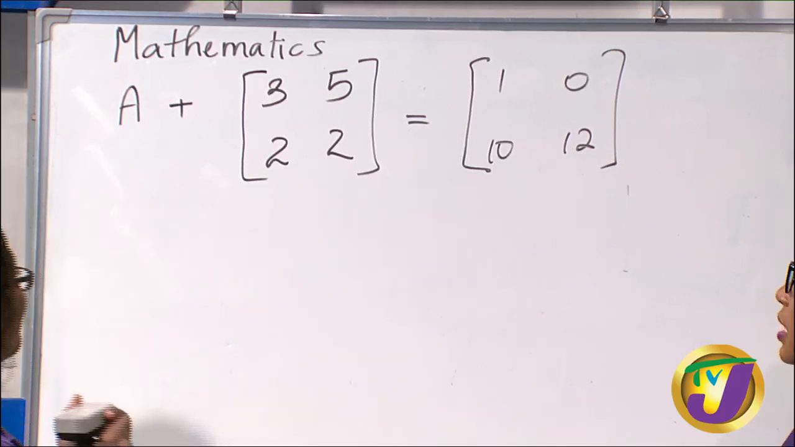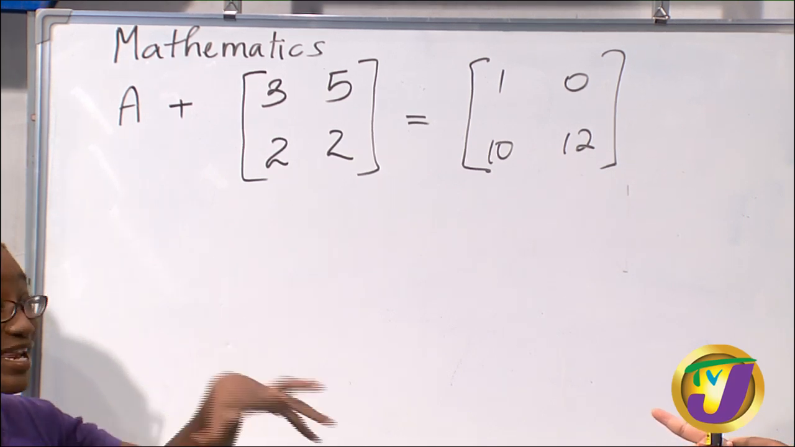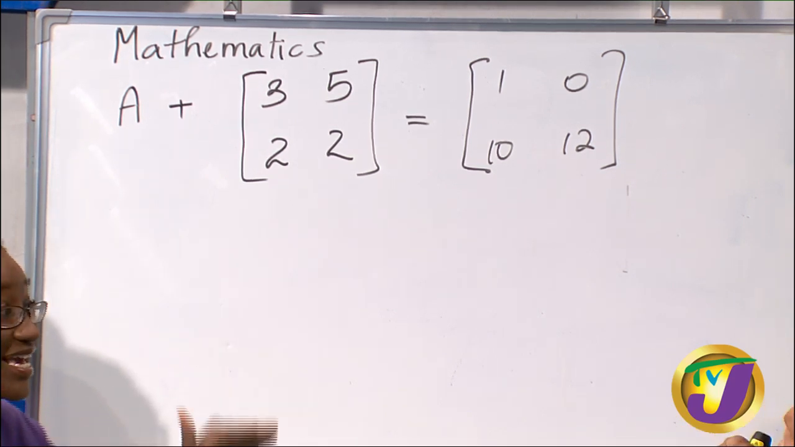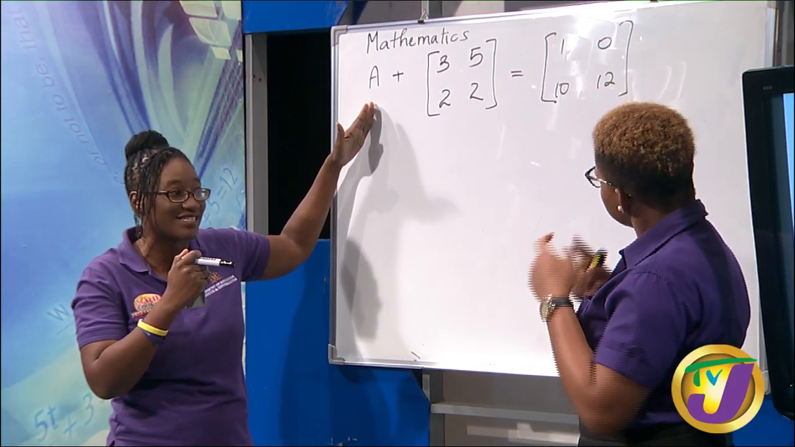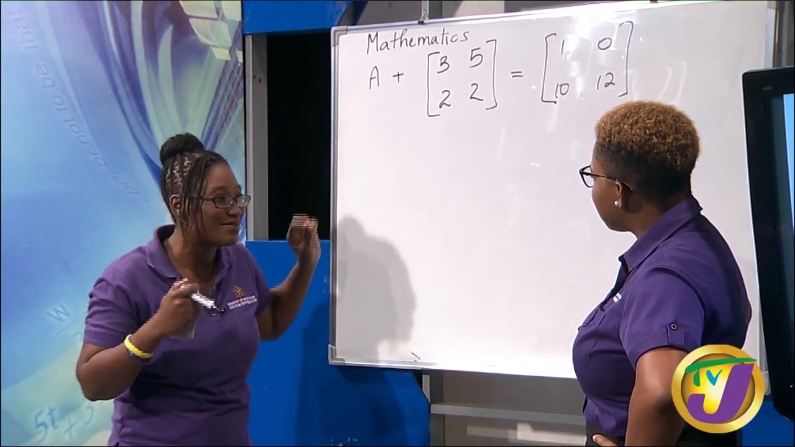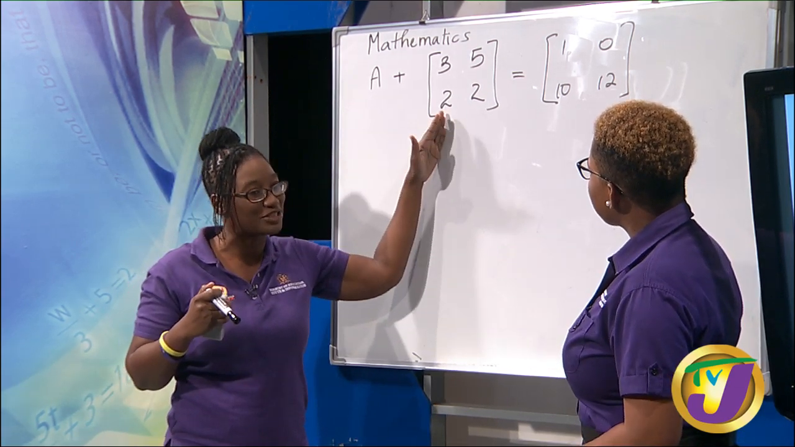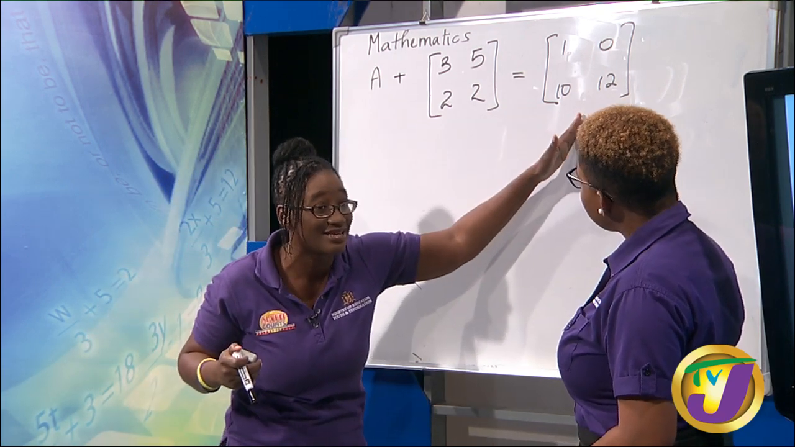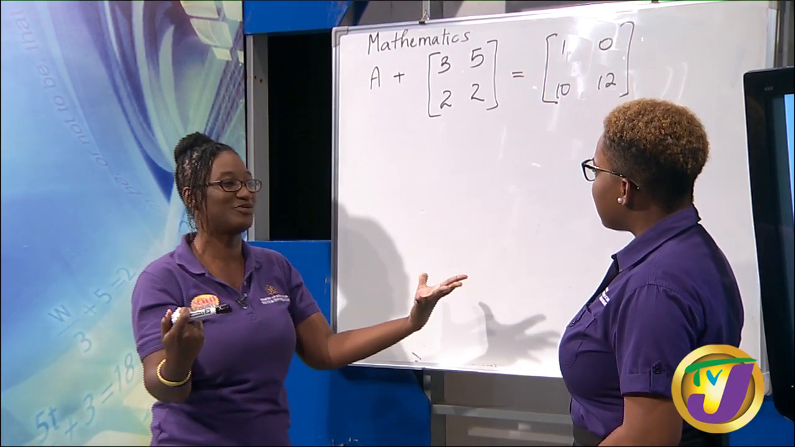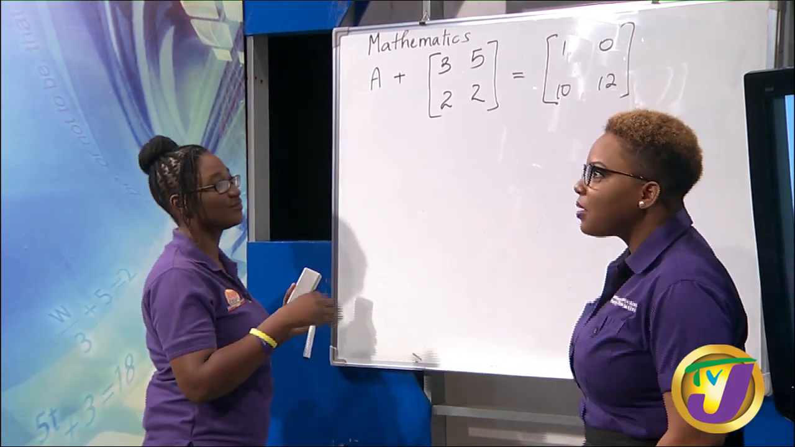So, this looks like an equation. And what I can tell you based on what's on the board is that A must be a 2 by 2 matrix. How do you know that? Because you just told me matrices must be of the same dimensions for them to be added. So if I add A to this and get this, then A must be a 2 by 2 matrix. So that means that they are compatible.